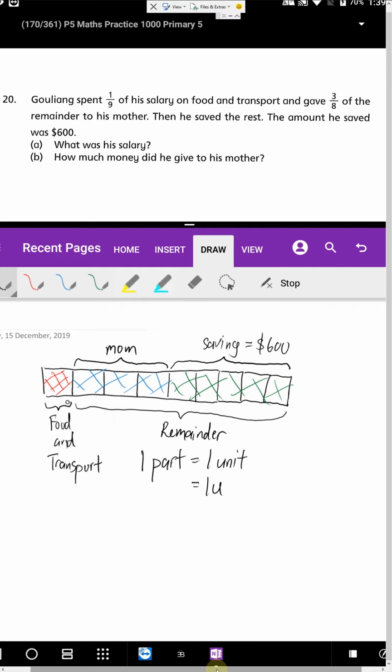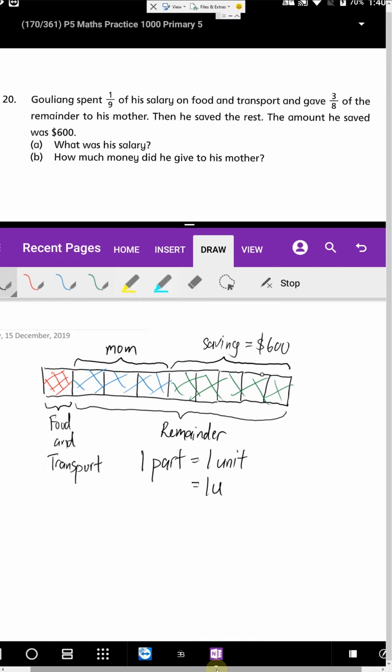So let me give you an example. As you can see, this food and transport is only 1 unit, right? But for mother, you got 3 units. It means it's 3 times more than the food and transport. It's just a comparison between the two items. It doesn't reflect the exact value of that item. It doesn't mean that the amount of money given to his mom is $3. No, not $3. It is just a ratio, just a unit to reflect that this is 3 times the food and transport.